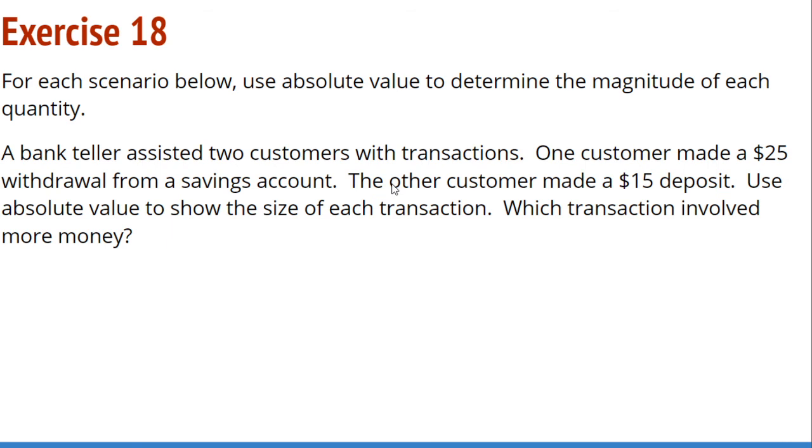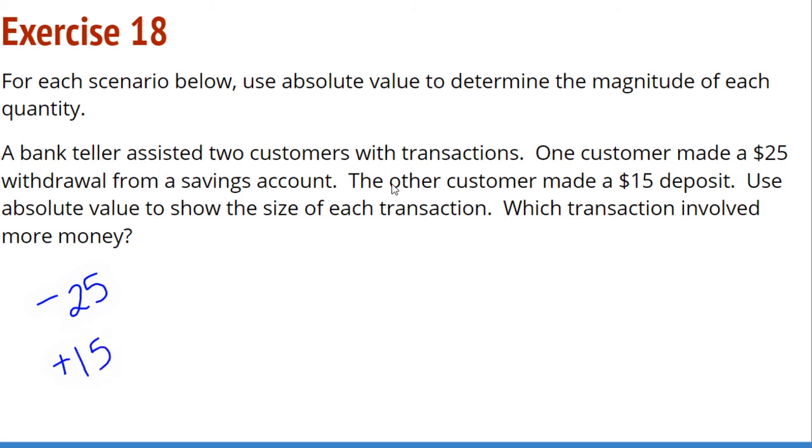A bank teller assisted two customers with transactions. One customer made a $25 withdrawal from a savings account. I hear that as a taking of money out. That's a negative 25. The other customer made a $15 deposit. That's putting money in. That's a positive 15.